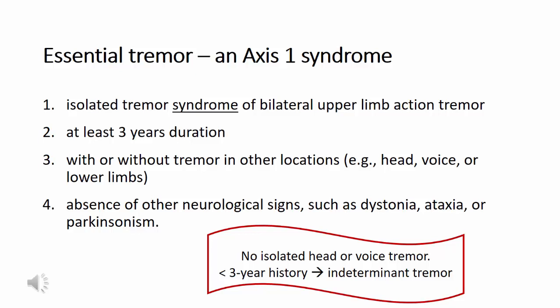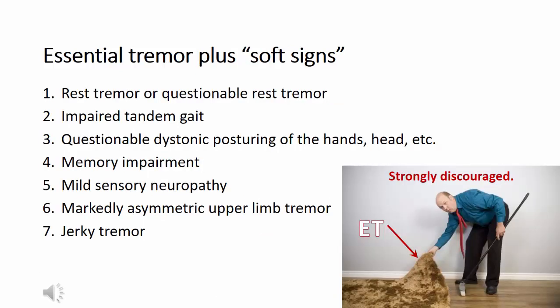The Tremor Task Force introduced the classification of essential tremor plus to encourage careful, comprehensive phenotyping of patients. Essential tremor plus is used when a patient meets all of the criteria for essential tremor but has one or more neurological signs of uncertain significance or relevance. Examples of these so-called soft signs are listed here.